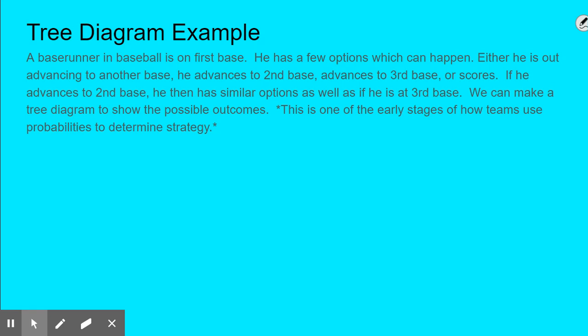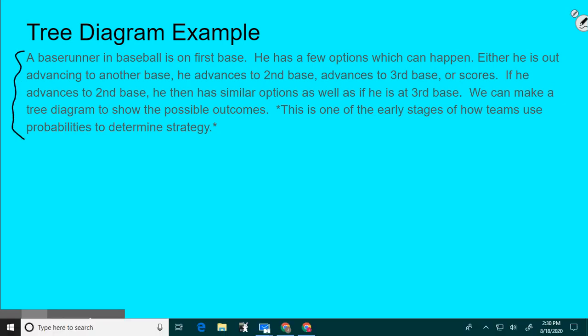All right, so here's an example. Obviously, I coach baseball. I like using baseball examples. It works out a lot with probabilities. So we're going to pretend we have a base runner on first base. There's first base, second base, third base, and home. So he's right here on first base.